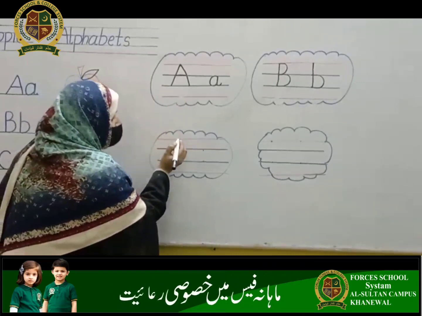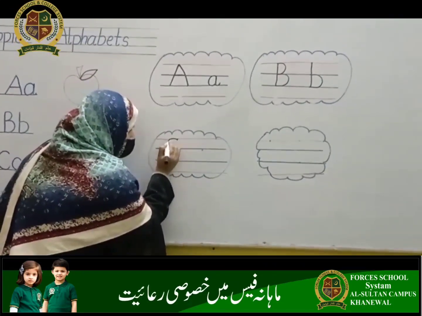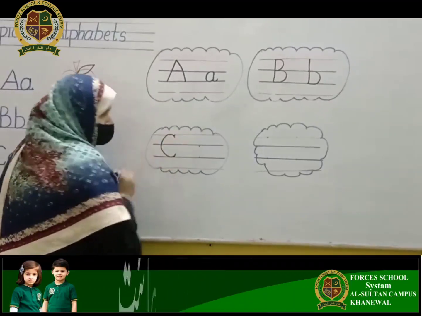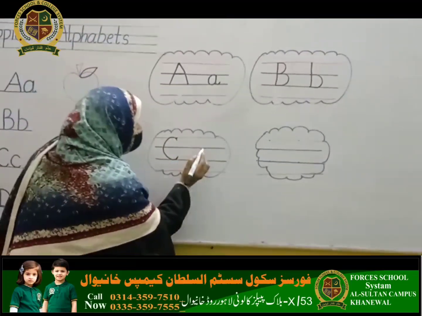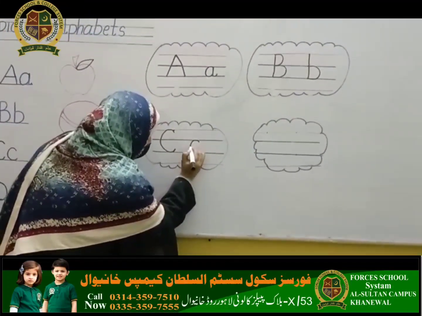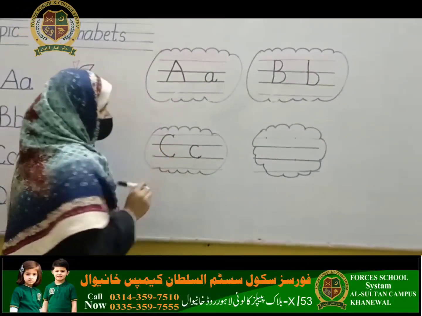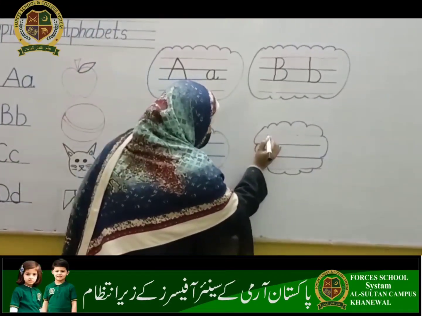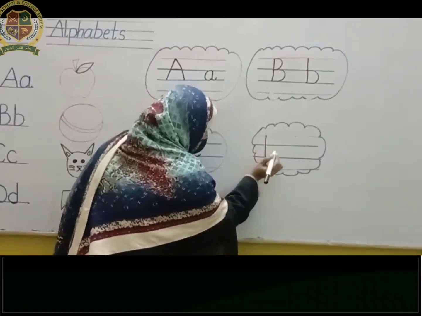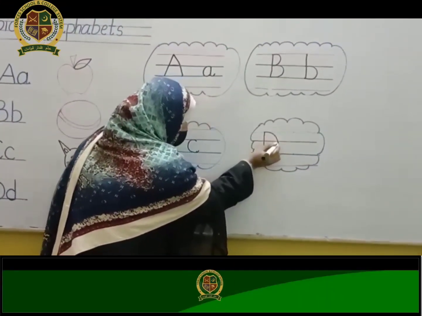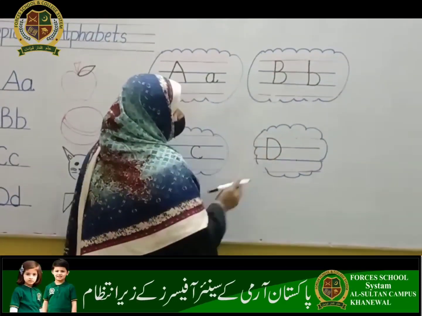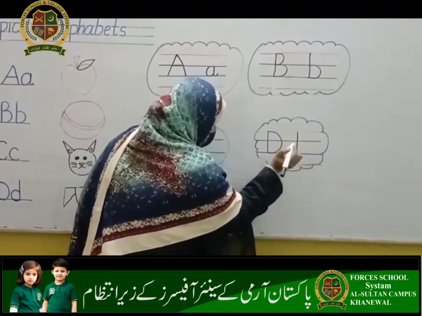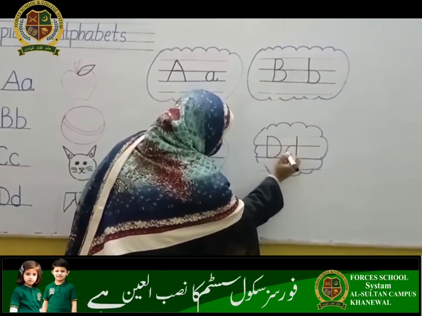Now write the letter C. Like a half circle. Small c right, middle two lines. Cat. D. D for dog. And write the small d.